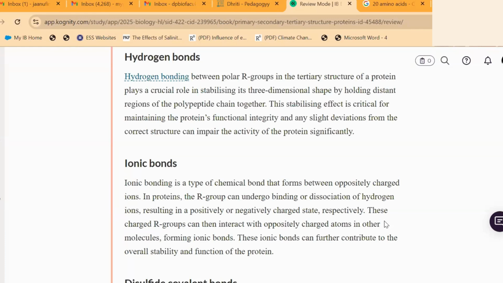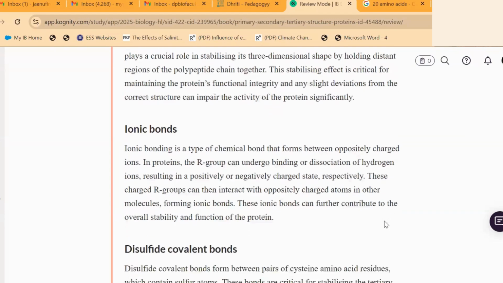So tertiary structure is basically further folding, to bring them together. Further folding of hydrogen bonds is helpful in maintaining the functional integrity and providing the protein the correct structure.